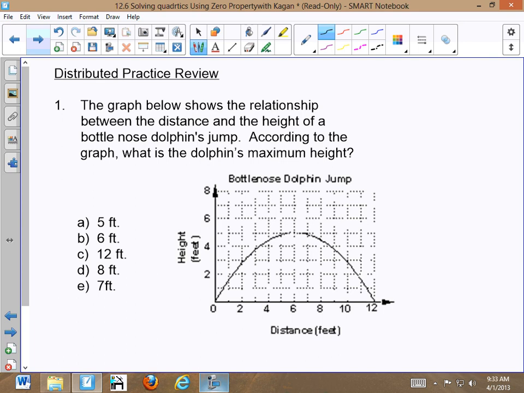Okay, that is today's lesson. This right here, kids, is part of a parabola. Question 1 in distributed practice, that's part of a parabola. All right, so your roots would be 0 and 12, because that's where it crosses the x-axis.